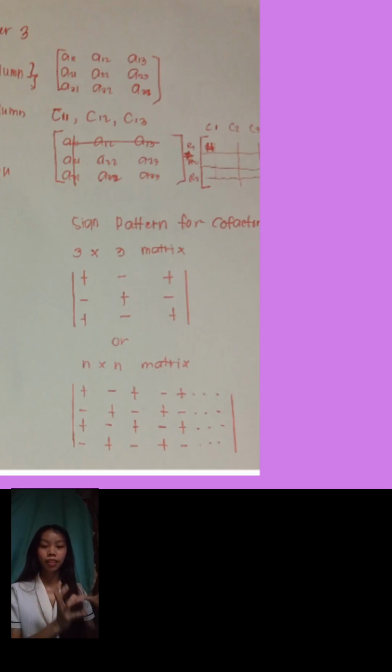We have positive, negative, positive in the first column, then negative, positive, negative in the second column, and then positive, negative, positive in the third column. That is our basis for a 3 by 3 matrix. And for an n by n matrix, the first n represents the rows and the second n represents the columns, so it depends on the dimensions of our matrix.